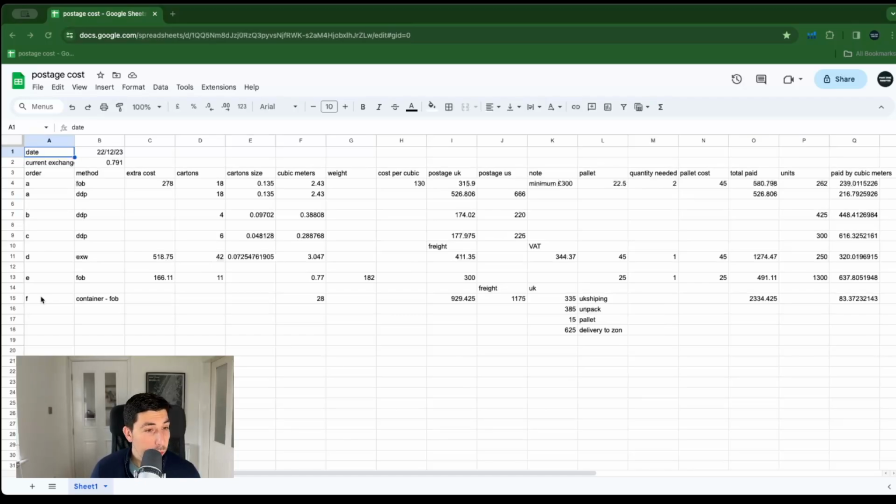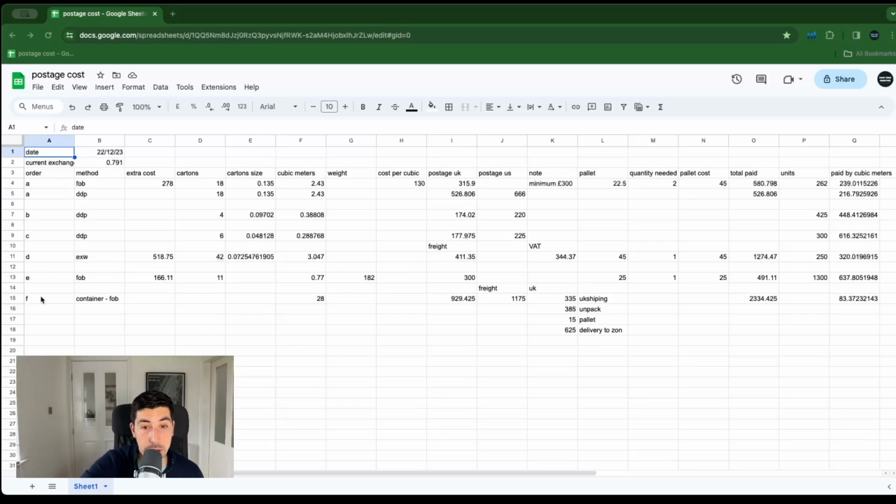So we're going to start first of all with the EXW, a massive shipment. We've got 42 cartons, 3 cubic meters, and we used a forwarder for that, but with EXW. So not only did we have the additional cost of getting the goods from the port to the UK, we also had the cost from China mainland to the port. We had the extra cost of £118.75. Then the freight over here in the UK was £411.35. That freight was unloading and bringing the shipment over from China and everything.